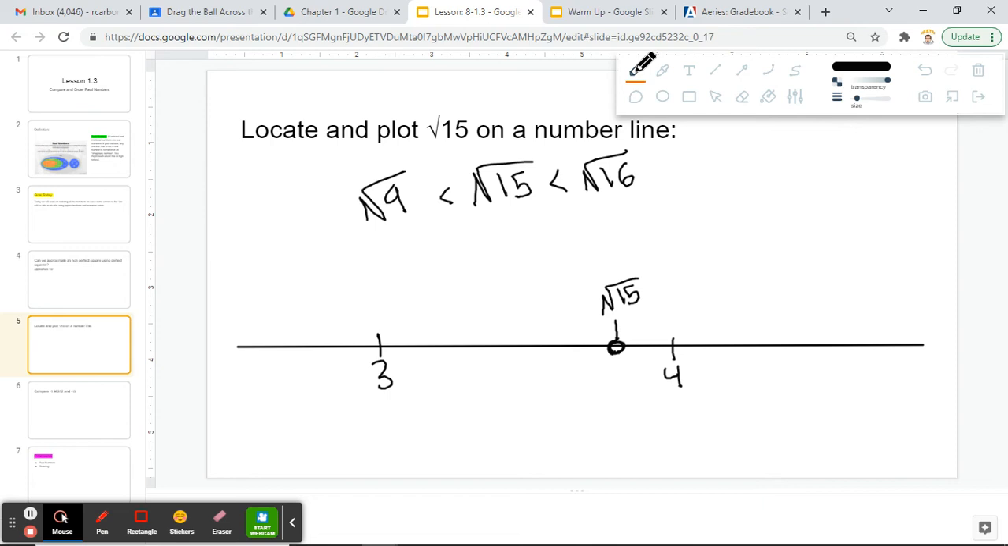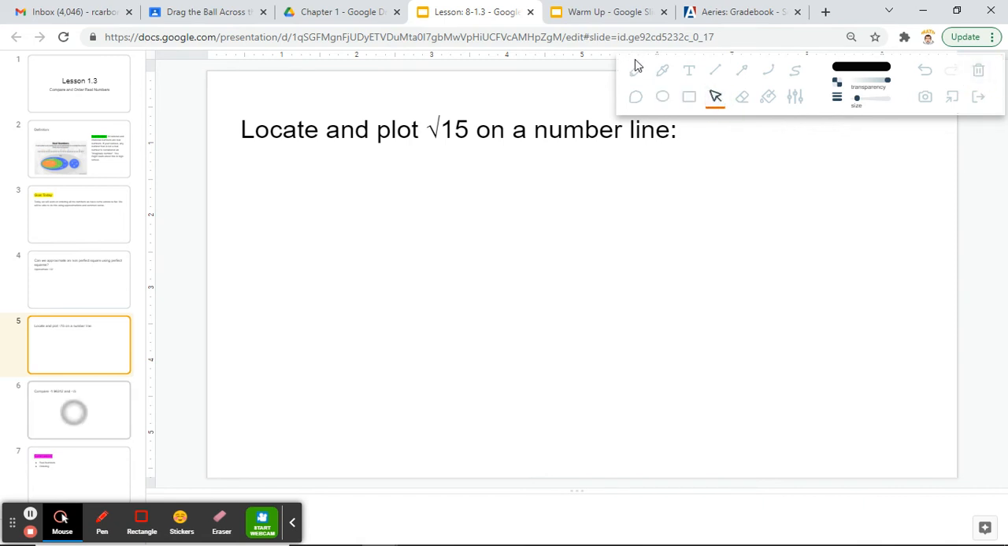Let's double check this on our calculator. What do we get when we take the square root of 15? We get 3.87, which is, again, a lot closer to 4 than it is to 3. So the way we did this was approximating it using our square roots, and then we graphed it on the number line. All righty, let's do one more example.